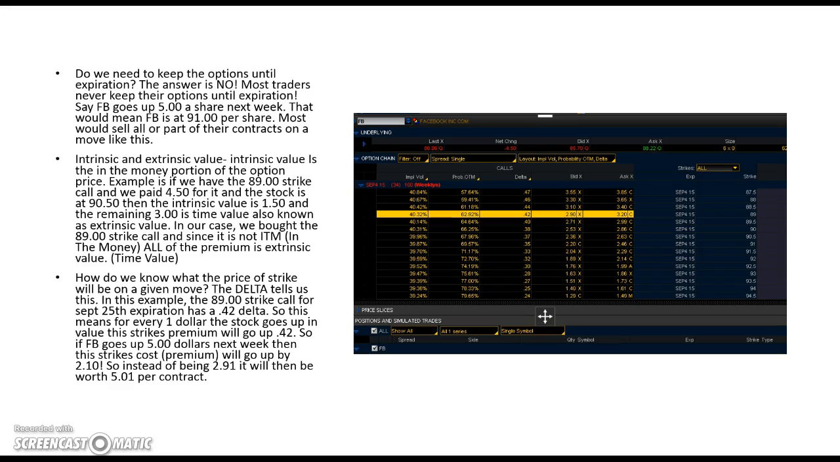So if Facebook goes up $5 next week, then the strike's premium will go up by $2.10. So instead of being $2.91 per contract, it would then be worth at least $5.01 per contract. And like I said, if it happens sooner, the extrinsic value is going to be higher, so this would be even higher than $5.01.